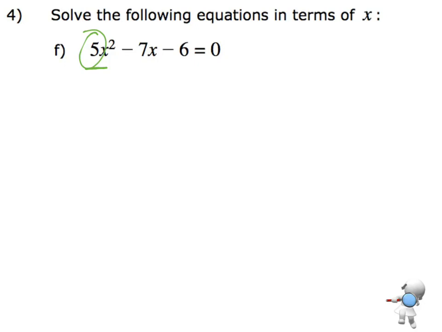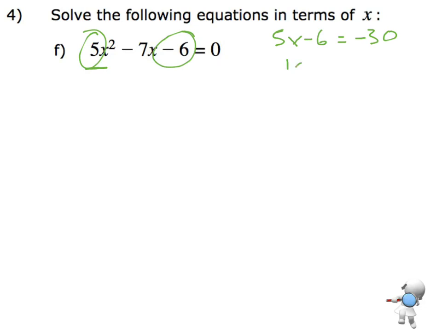So the first thing that I'm going to do is take that coefficient of x squared and the constant, the number by itself, and multiply those together. So 5 times -6 is -30. What I want to do now is think about all the factors of -30. So think about all the different ways that I could multiply two numbers to get -30.